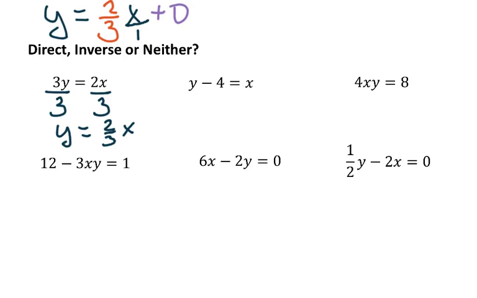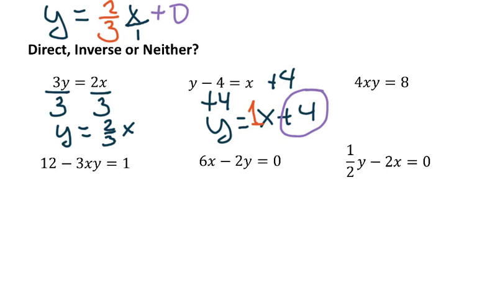So let's move on to the next one and see what we got. I'm going to add 4 to both sides, solving for y. Y is equal to x plus 4. In front of this x is a 1. This is not a direct variation, even though it looks like it. There is a plus 4 here. It does not go through the origin, so we would say it is neither.